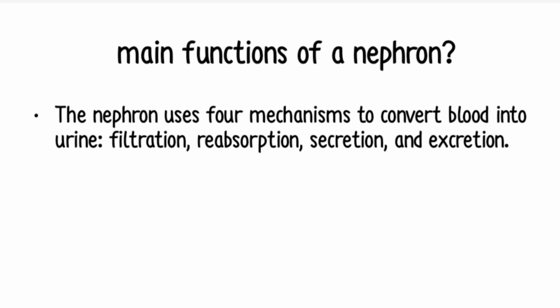Okay, then next, main functions of the nephron. The nephron uses four mechanisms to convert blood into urine: filtration, reabsorption, secretion, and excretion. These are the four main functions of nephron. Other functions are also there, that also you have to see.